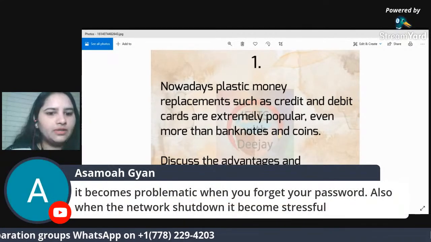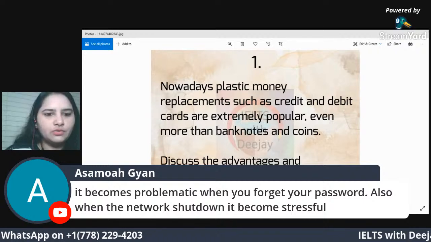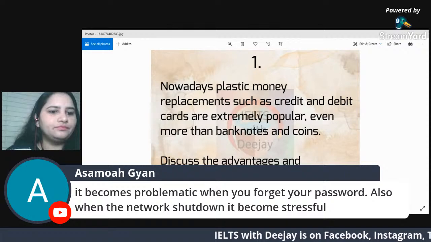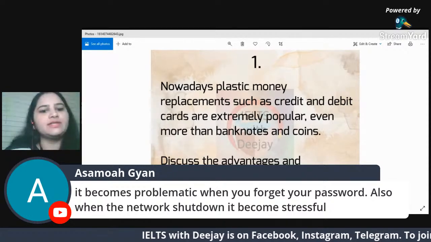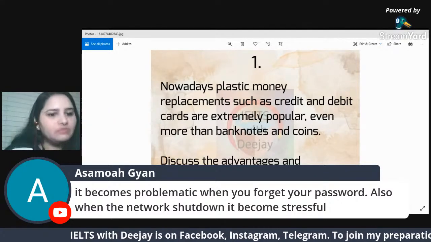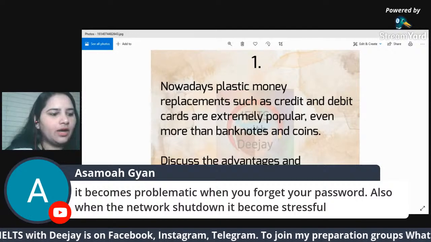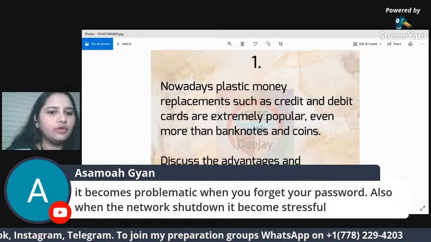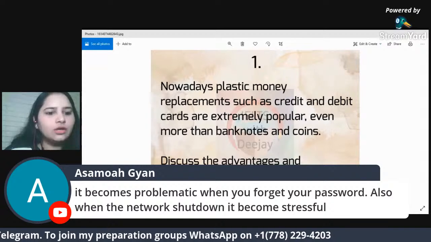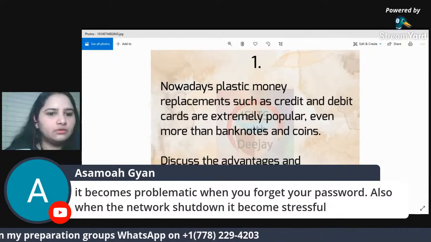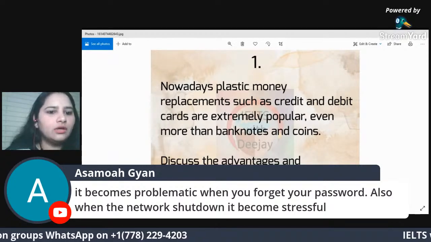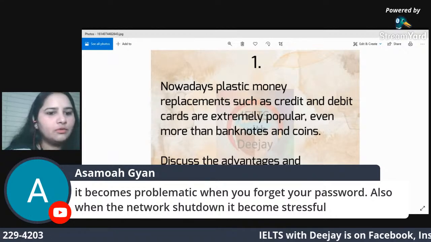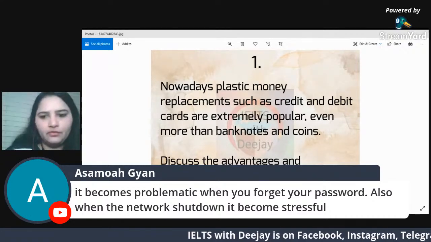It becomes problematic when you forget your password. Also, when the network shuts down, it becomes stressful. Very good points. Yes, sometimes we do forget the password, and problems can be there. We forget the card, or the network is not there, or maybe some of the outlets do not allow this plastic money. So there comes the problem. You can write that. Very good.